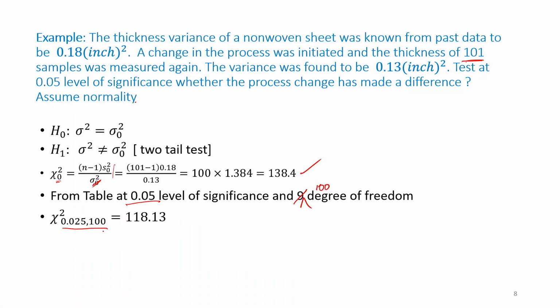So I calculate this chi-square and get a figure this much. It's a two-tailed test, so you have to find out what is chi-square 100, 0.025, and this figure will be coming around 108.13. And now we have to compare this data with this data. Who is bigger and who is smaller?